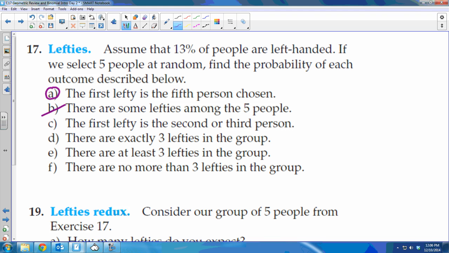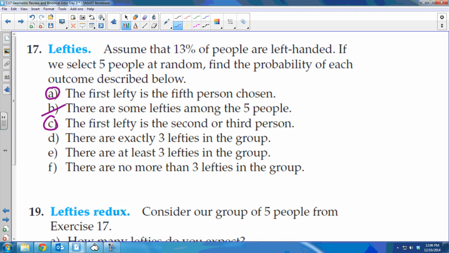All right, C. The first lefty is the second or third person. You would do PDF and add them together. You would do first and 2, first and 3, and add that here. CDF won't do that. You can't define boundaries of which ones you want it to do.